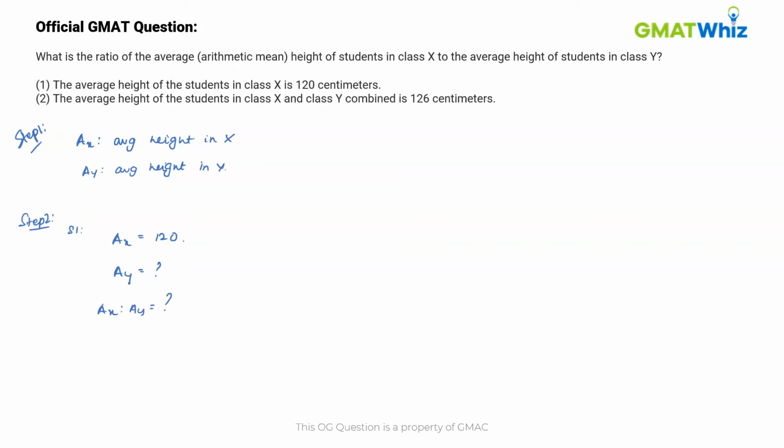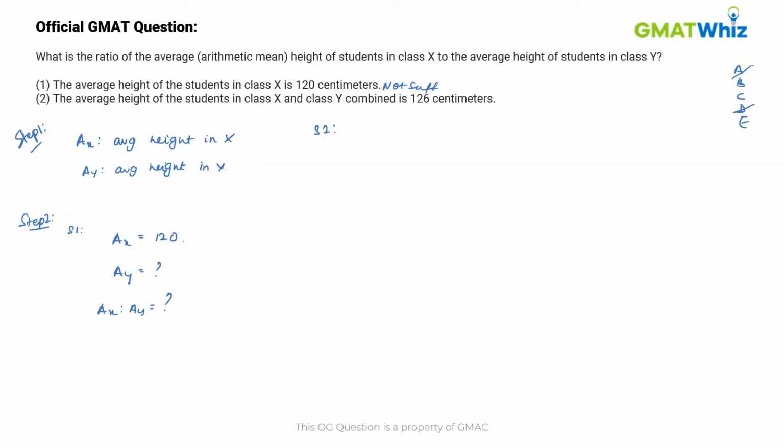Since the value of AY is not given, we conclude that statement 1 is not sufficient, and out of the given options, we eliminate options A and D. We now check the sufficiency of statement 2.